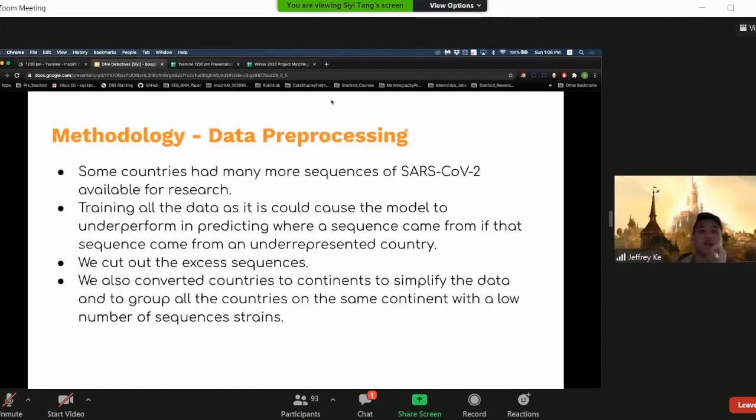A large part of our methodology was data preprocessing, and this is because some countries that we took data from had many more sequences of SARS-CoV-2 available for research. If we trained all the data as is, it would cause the model to underperform in predicting where a sequence came from if that sequence came from an underrepresented country. So how we solve this is that we cut out the excess sequences from the countries that had a surplus of them. And we also converted countries to continents. We grouped them in continents to simplify the data and to group all the countries on the same continent with a low number of sequence strains.